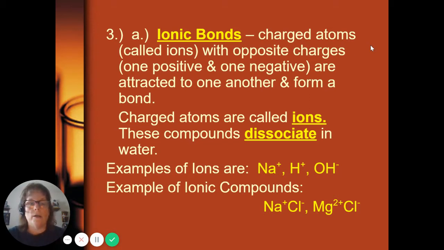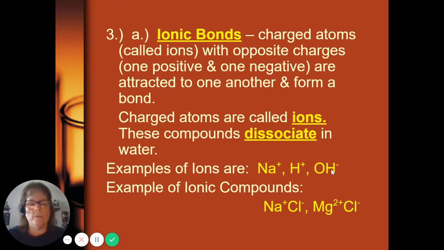So you have ionic bonds, which are named for ions. If you don't remember what an ion is, if you look right here on the slide, it tells you they are charged atoms. So here are some examples. They can be positively charged or they can be negatively charged. Okay, and we'll tell you in a minute how that happens. But that's what ions are.